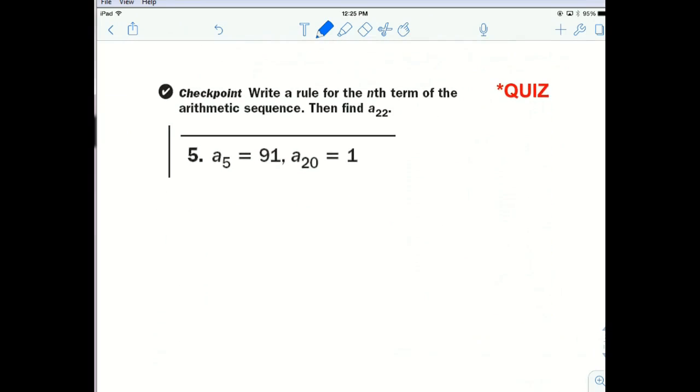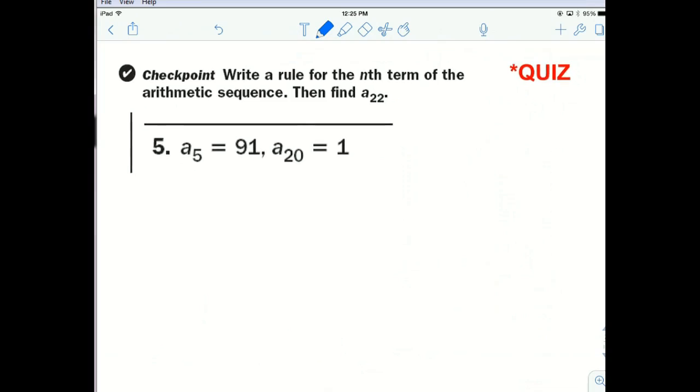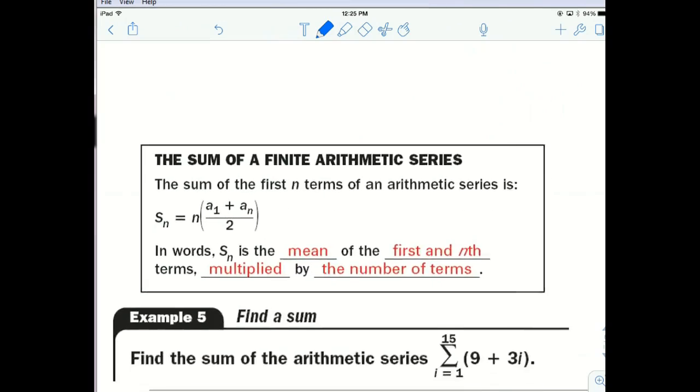There's a quiz again, a question following this checkpoint where I want you to try. You're given a sub 5 and a sub 20. I want you to first find the common difference, then find a sub 1, and then go ahead and put it all together in the equation.